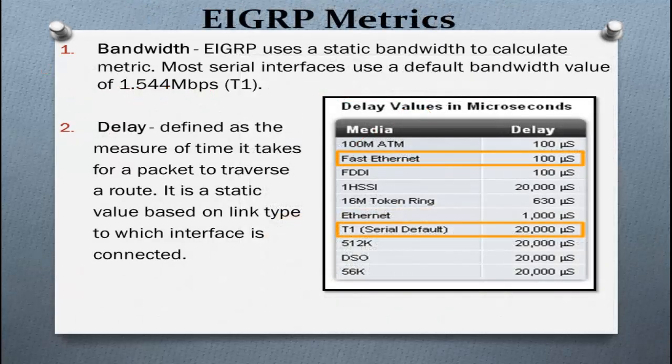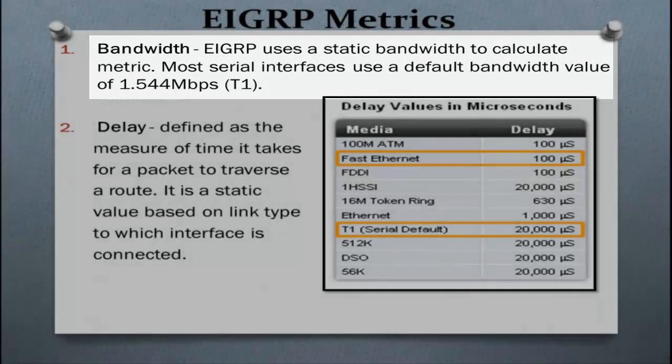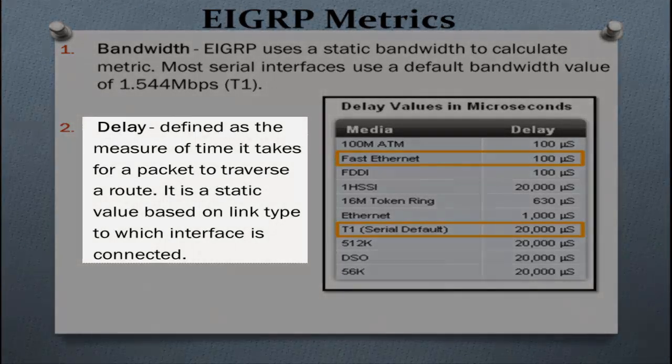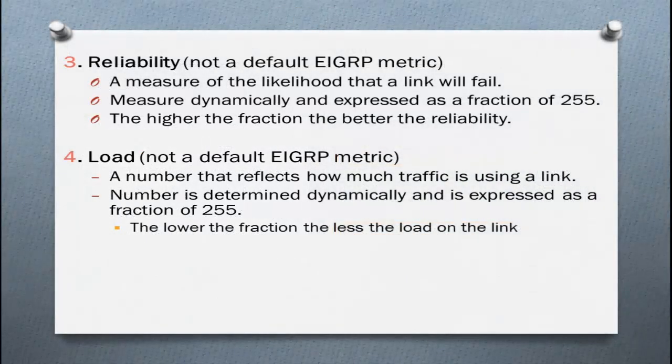There are 4 EIGRP metric features. The first one is bandwidth. EIGRP uses a static bandwidth to calculate the metric. Most serial interfaces use a default bandwidth value of 1.544 Mbps, which is known as T1. The second one is delay. Delay is defined as the measure of time it takes for a packet to traverse a route. It is a static value based on the link type to which the interface is connected.